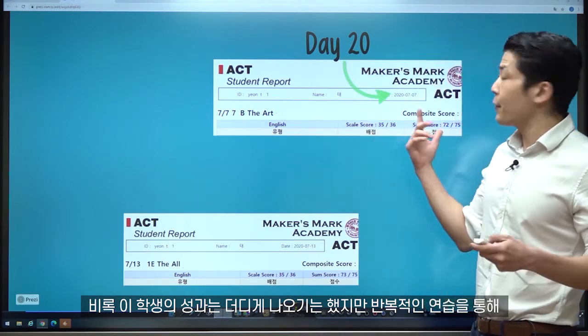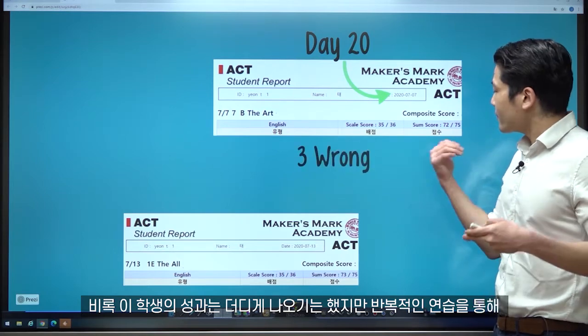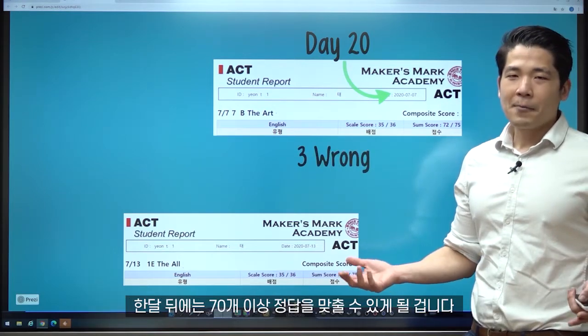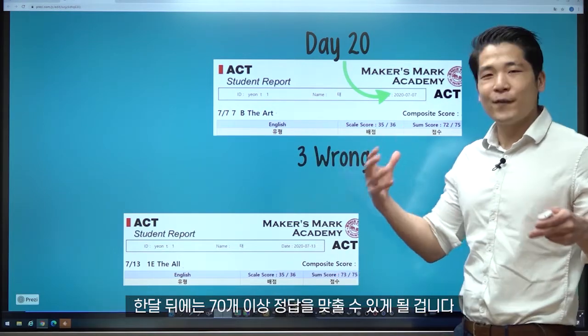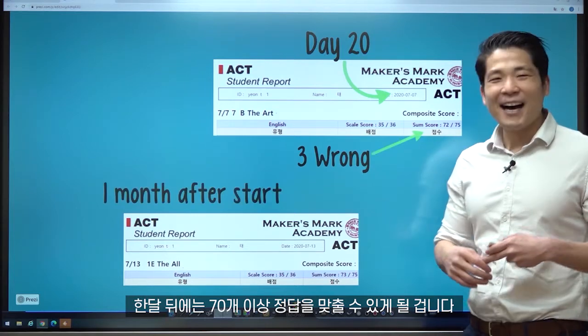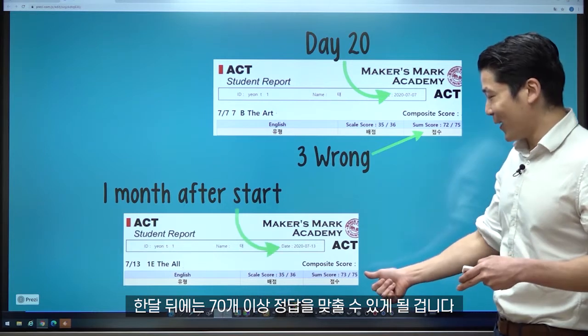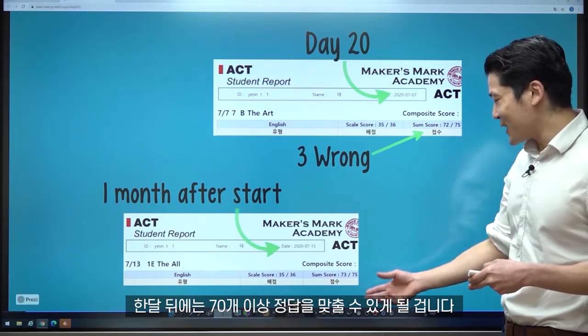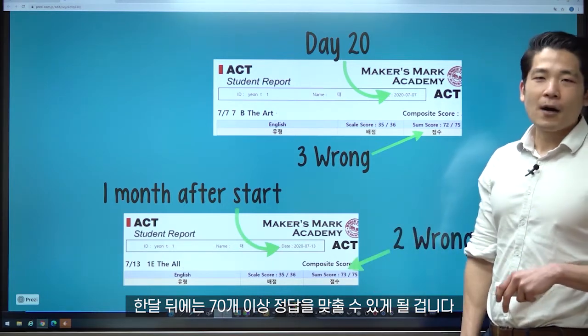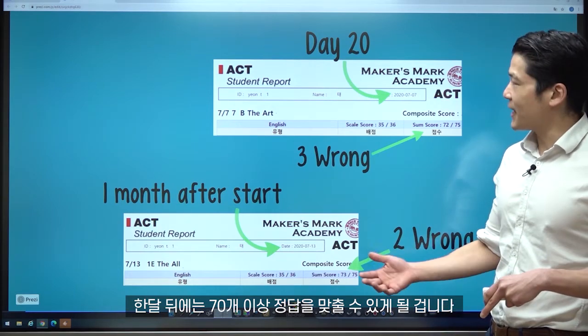After about 3 weeks of class, he was able to get about 3 wrong. Now he was able to get fewer than 5 wrong pretty much every single test after that point. About a month after he started, he was getting about 2 or 3 wrong per test.